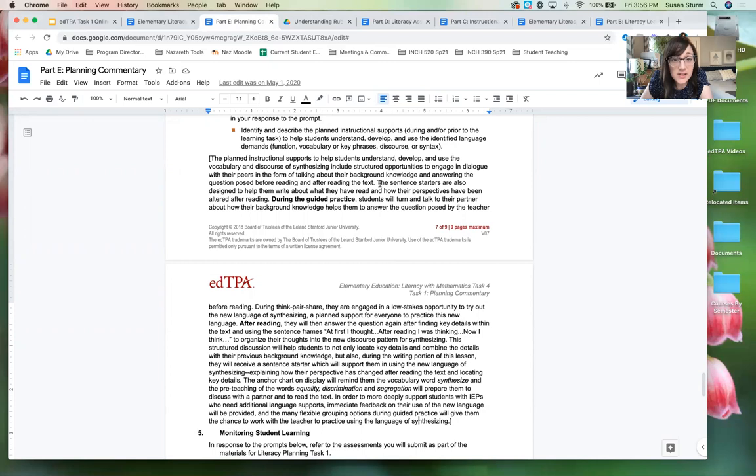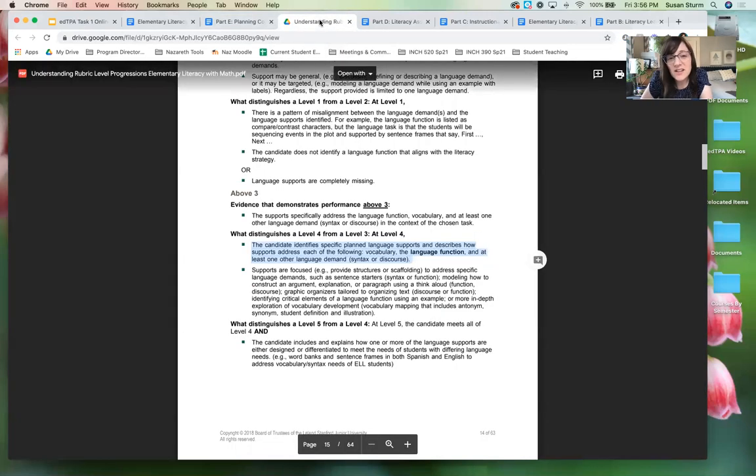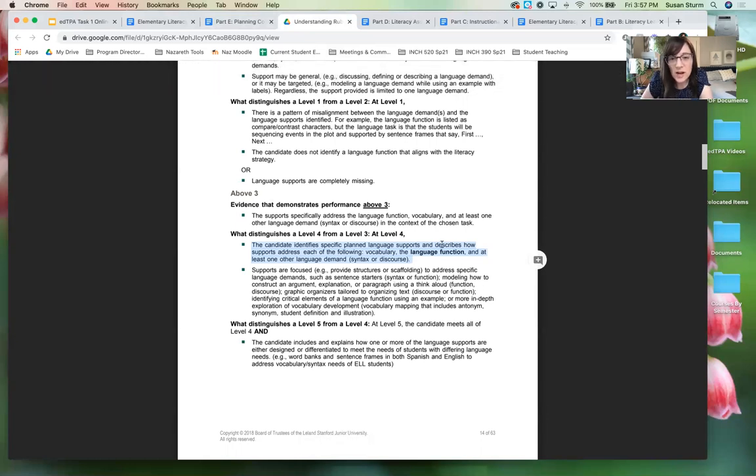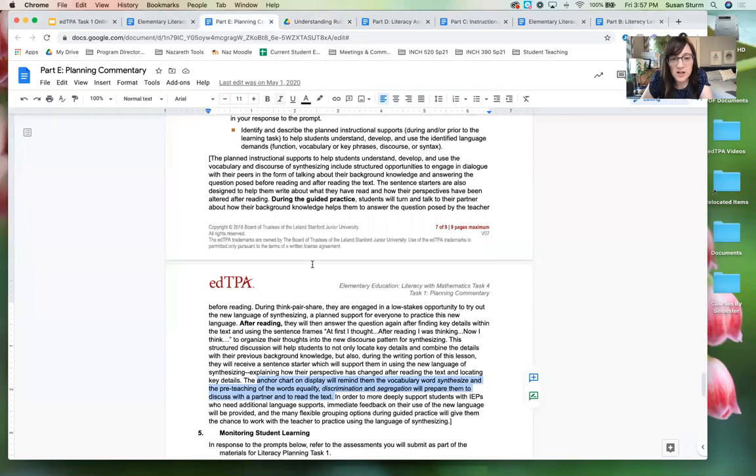I see sentence starters. That's not necessarily vocabulary. Here we are. Anchor chart to remind them of the vocabulary words to help them prepare for a discussion. An anchor chart is not a super solid description of a support. How about the language function? Is there a specific support for the language function, which was synthesize? Kind of.